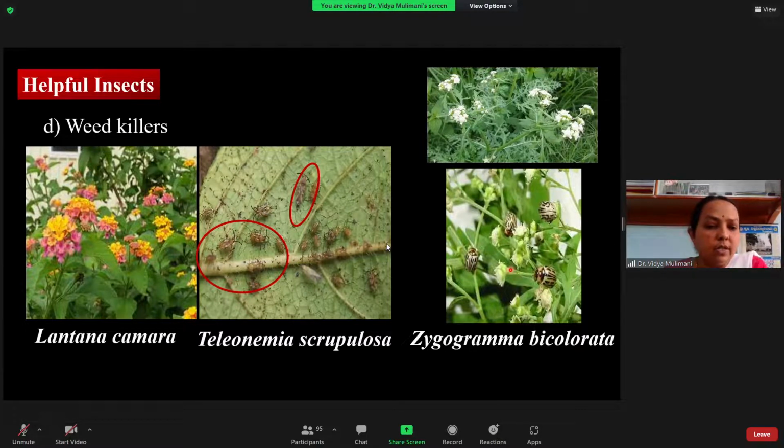They mainly feed on the leaf. If the leaf is completely defoliated, they also feed on the flower. Then another most common one you have is the lantana. Everyone has seen the lantana. It is everywhere, and the flowers are very beautiful.